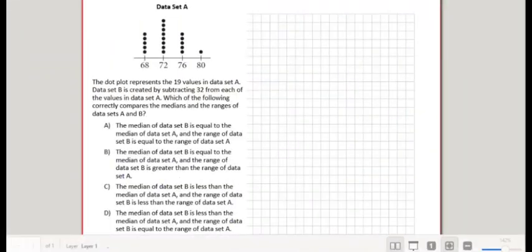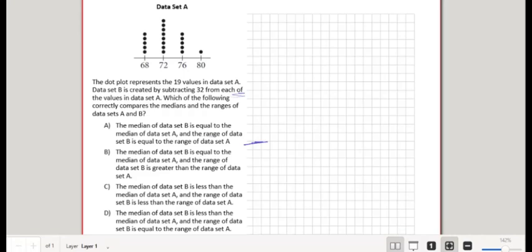In this problem right here, we have dataset A. The dot plot represents the 19 values in dataset A. This question is talking about the data analysis part of the SAT. Dataset A is represented in the dot plot, and dataset B is created by subtracting 32 from each of the values in dataset A. So every number here is subtracted 32. Which of the following correctly compares the medians and the ranges of dataset A and B?